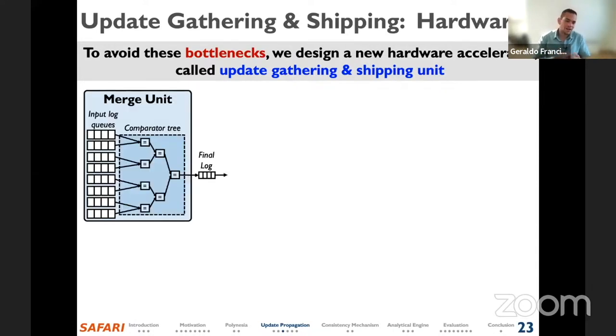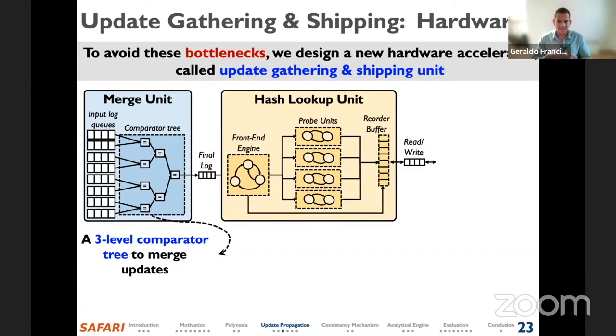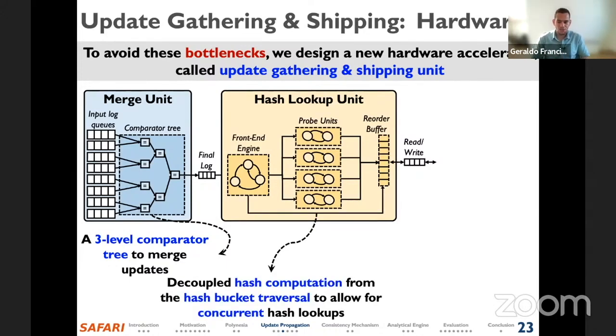First, we have the merging unit, which is responsible for scanning the update logs from the transactional thread and merging them into a single final log. To do so, the merging unit uses a three-level comparator tree. Second, it has a hash lookup unit, which is responsible for finding the column location in the analytical replica for a particular transaction update in the final log. To do so, the hash lookup unit decouples hash computation from hash bucket traversal using a front-end FSM engine, a probe unit, and a reorder buffer. This allows it to issue hash lookups concurrently, thus maximizing the memory bandwidth utilization.